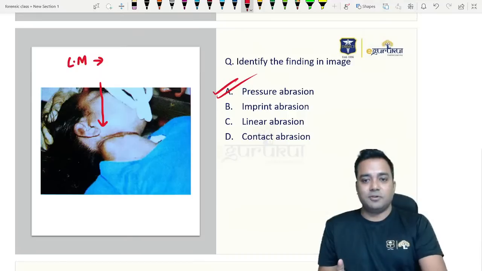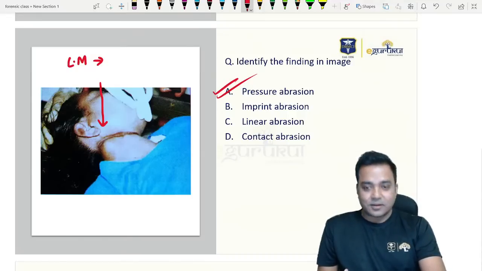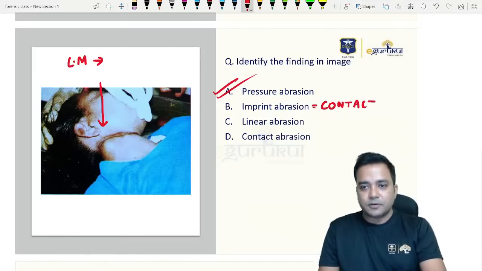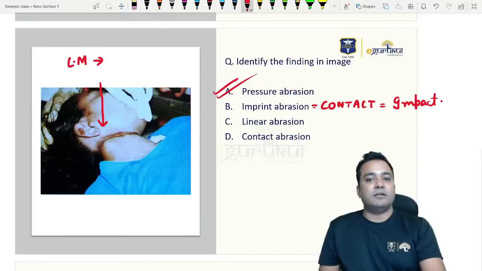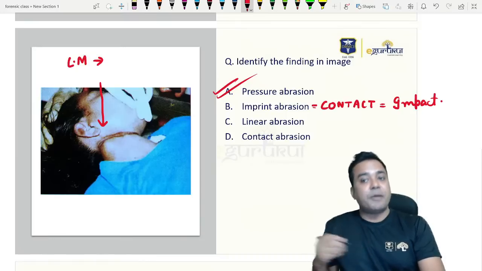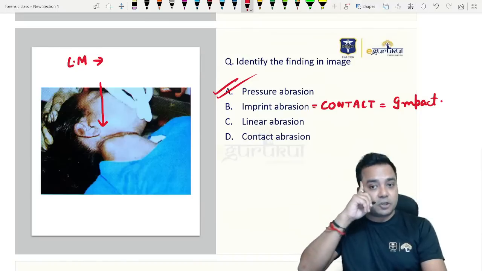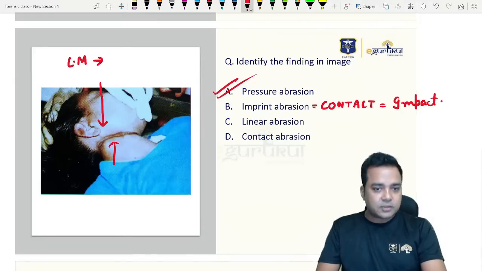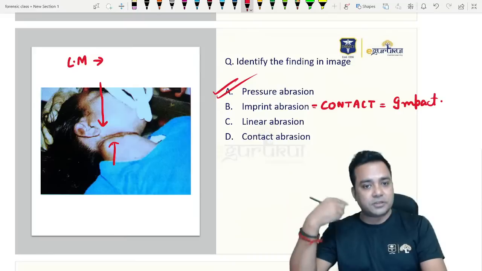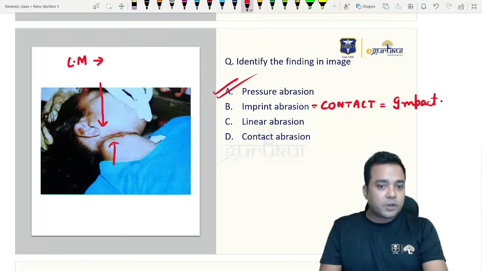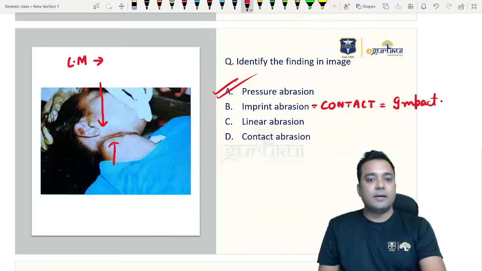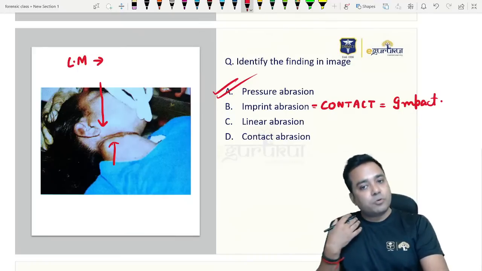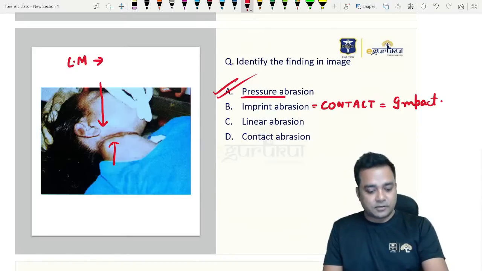Did I get it wrong? Imprint abrasion is also called contact abrasion or impact abrasion. Due to sudden impact of a moving vehicle, imprint abrasions can occur. Due to hard contact gunshots, muzzle imprint abrasions can occur. Those are imprint abrasions. Ligature mark is due to sustained pressure for a long duration; duration is greater here. That is why you were shown a grooved ligature mark in the image, telling you that the pressure was for a prolonged duration, so think towards pressure abrasion.